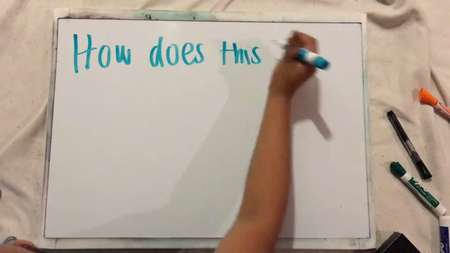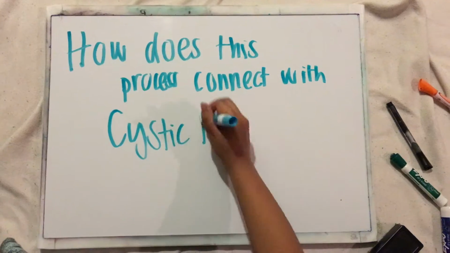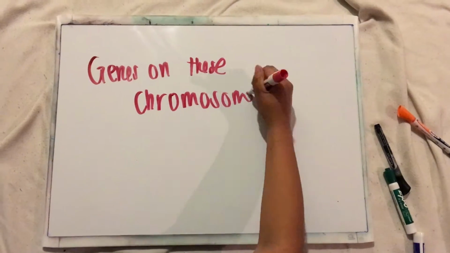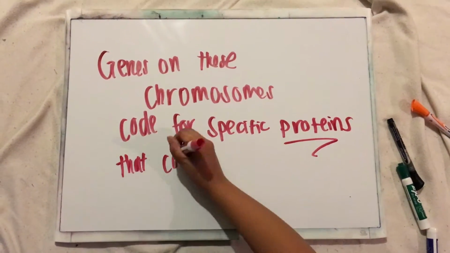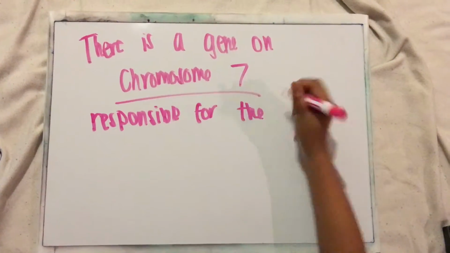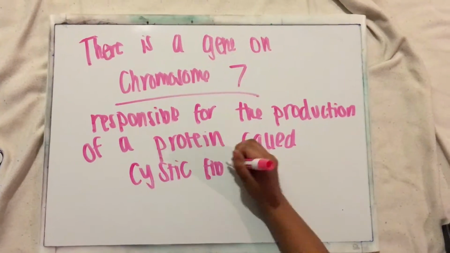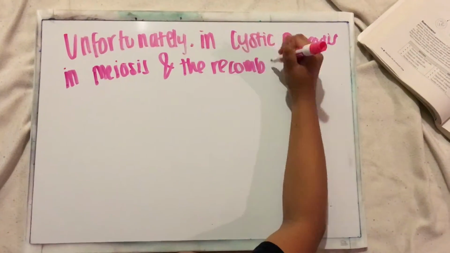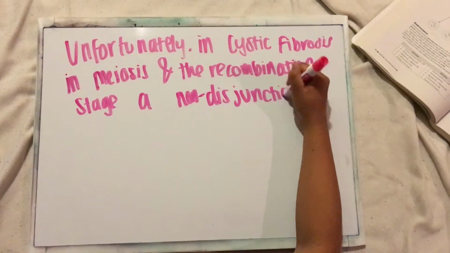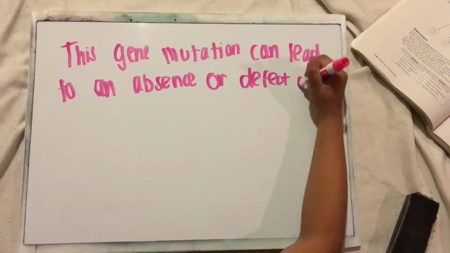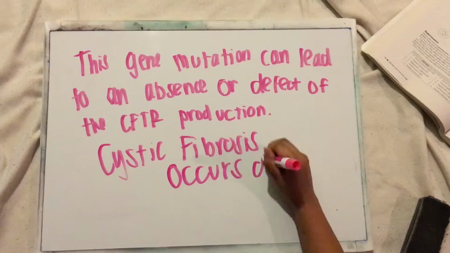So how does this process connect with cystic fibrosis? Genes on these chromosomes code for specific proteins that control body function. There is a gene on chromosome 7 that is responsible for the production of a protein called cystic fibrosis transmembrane regulator. Unfortunately, in cystic fibrosis, a gene mutation or a non-disjunction has occurred on chromosome 7. This can lead to an absence or defect in the CFTR production.